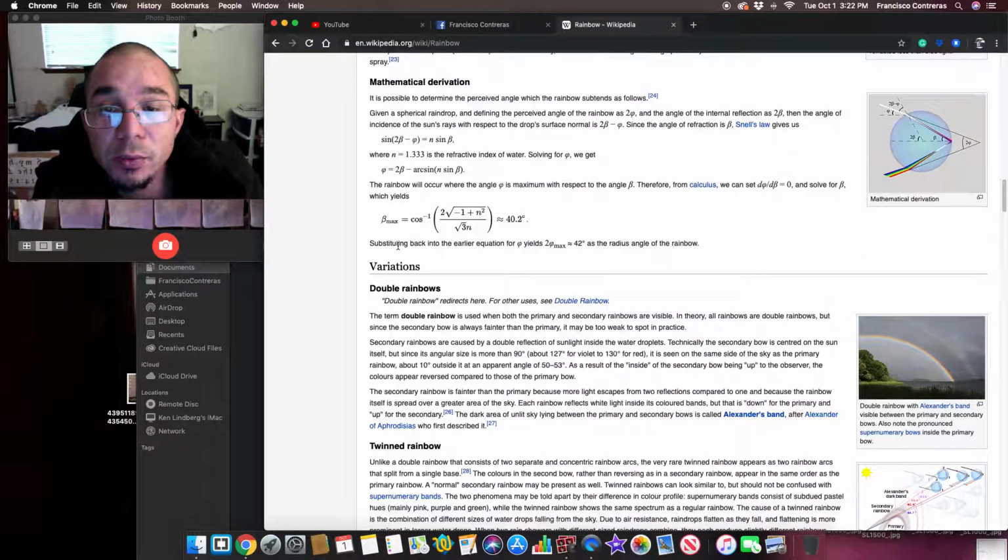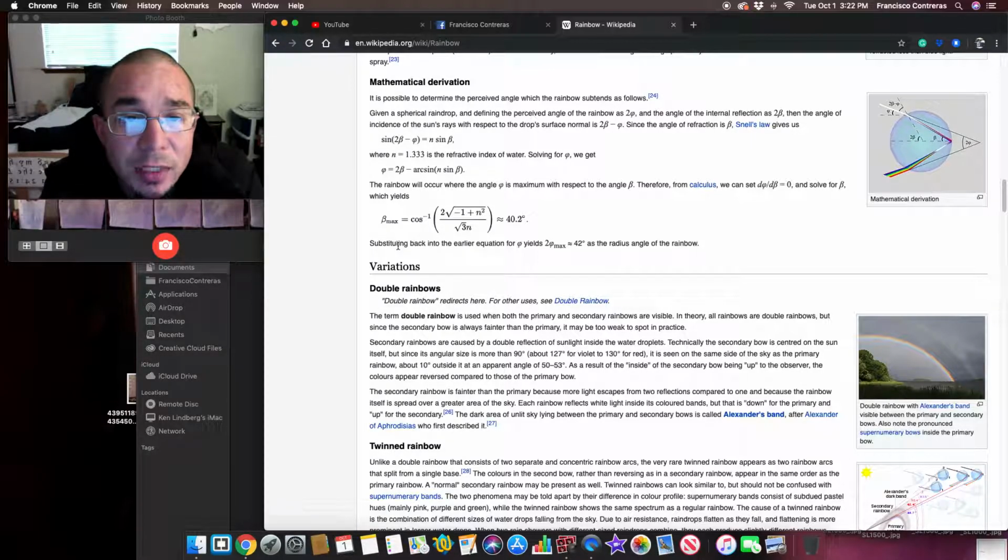Mathematical derivation. It is possible to determine the perceived angle which the rainbow subtends as follows. Given a spherical raindrop and defining the perceived angle of the rainbow as 2q, and the angle of the internal reflection as 2b, then the angle of incidence of the sun's rays with respect to the drop's surface normal is 2b − q.